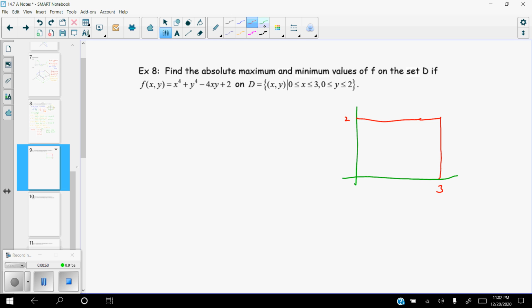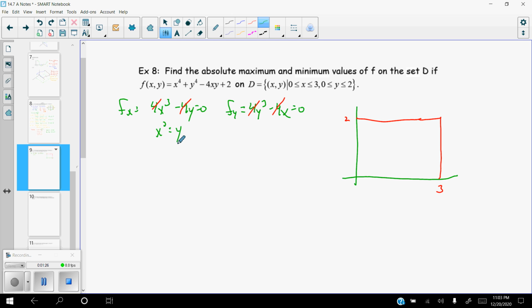So we know we're going to have to find critical values. So fx is going to be 4x cubed minus 4y. Fy is going to be 4y cubed minus 4x. We've got to set each one equal to 0. We can divide the 4's out of everything, which is nice. So really what we get here is that x cubed equals y.